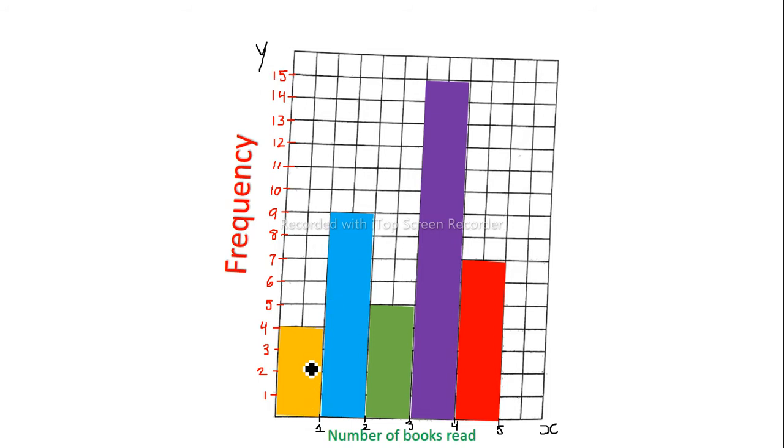So for 1 book, 4 people read that. For 2 books, 9 persons read that. For 3 books, 5 persons read that. For 4 books, 15 persons read it. And for 5 books, 7 persons read it. Okay, so please take down this chart and make sure you send in the notes for me.